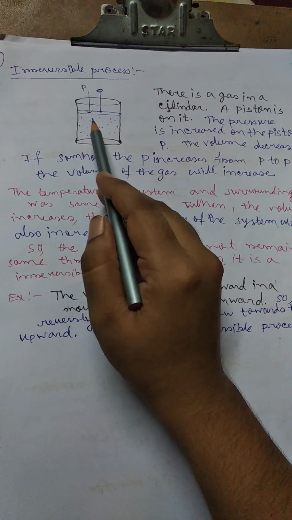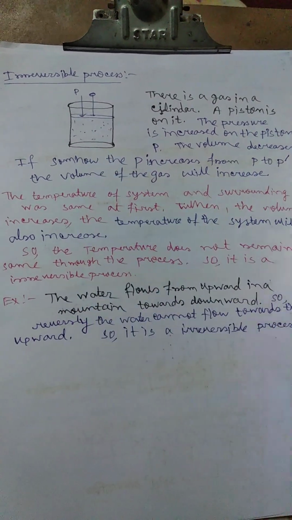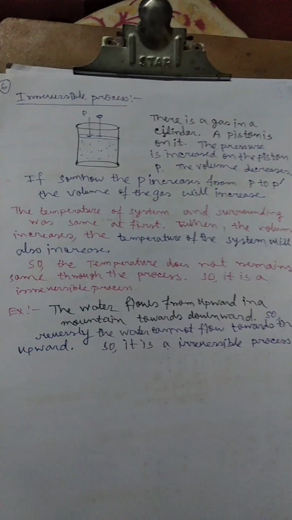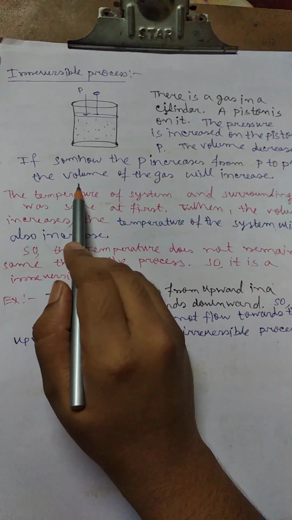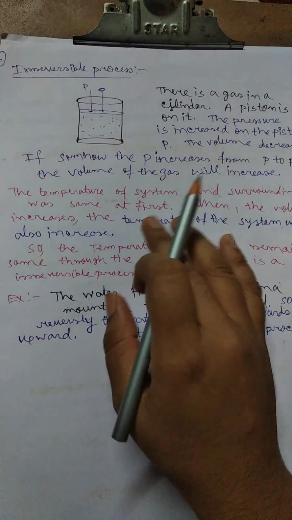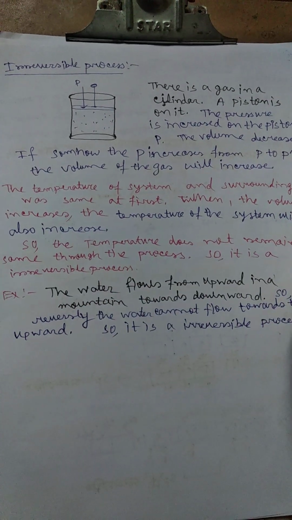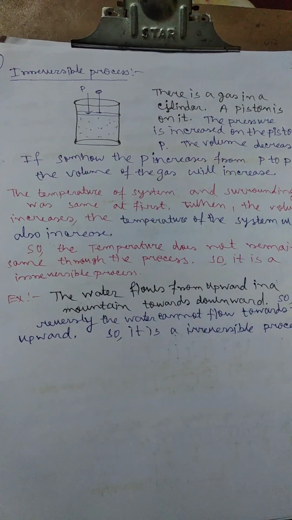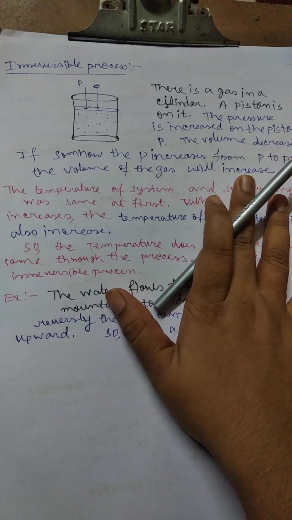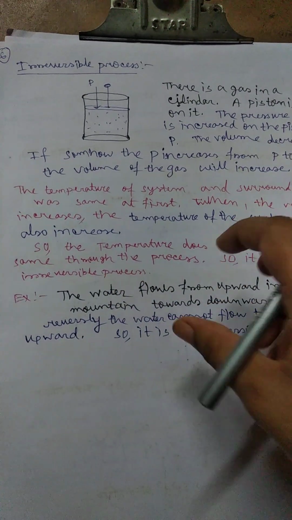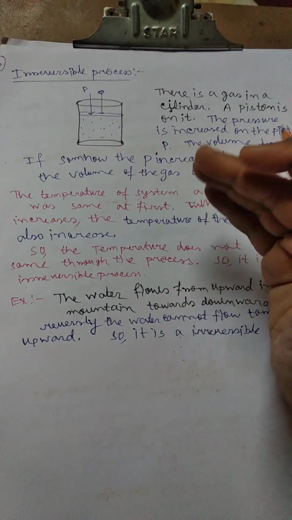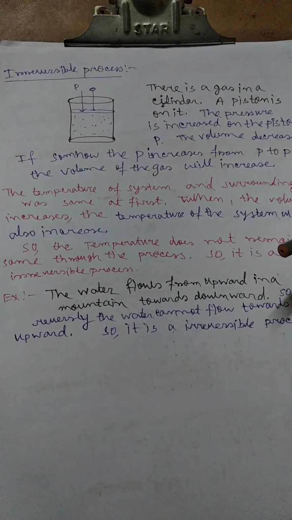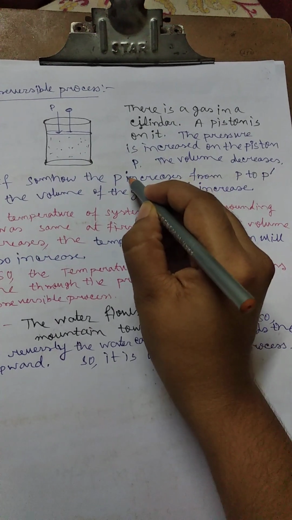Now if somehow the pressure increases from P to P prime, the volume of the gas will decrease. At first I increase the pressure by pressing the piston inward in the cylinder, and again I pull the piston and the pressure decreases and the volume will increase. Somehow the pressure decreases.